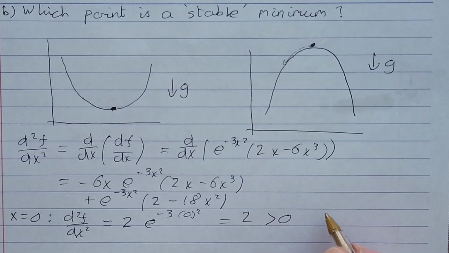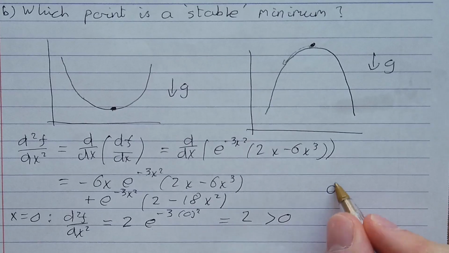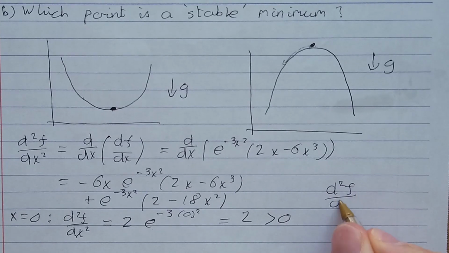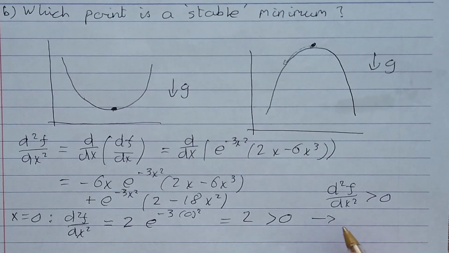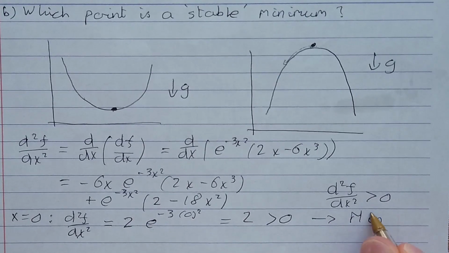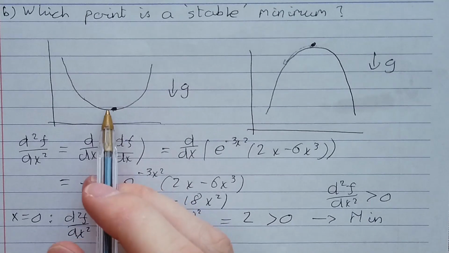Now, as you probably know, if a second derivative, d2f of dx squared, is greater than 0, we're talking about a minimum. So we say this is a minimum, like in this plot we have here.